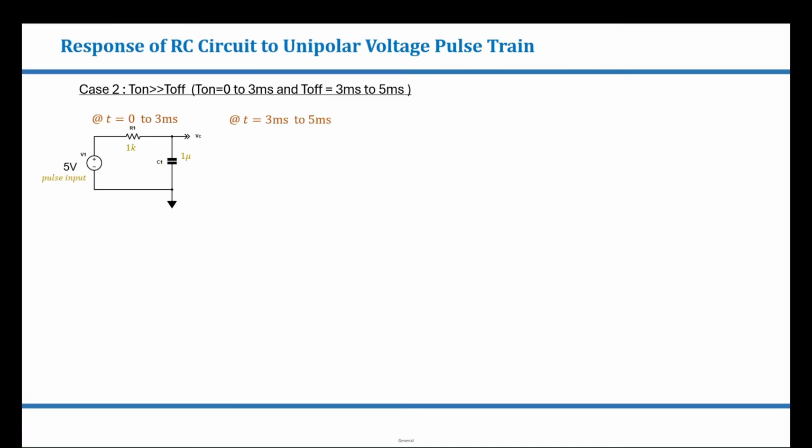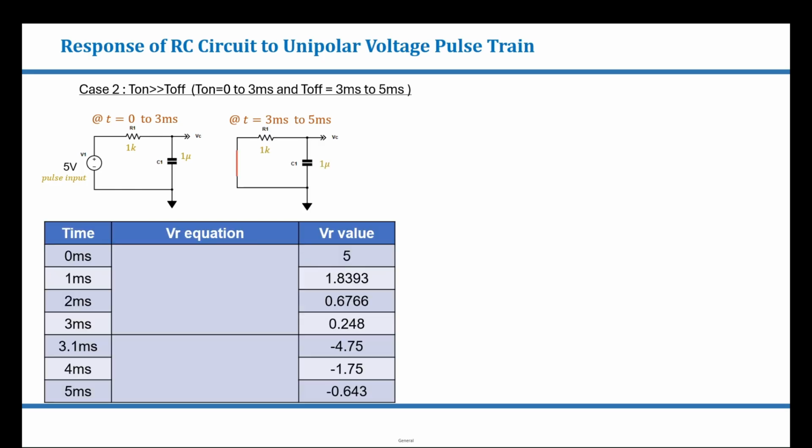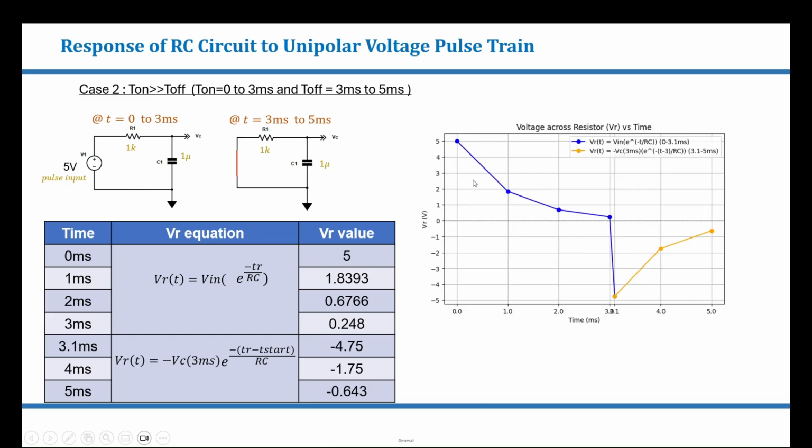Now let's see how the voltage across resistor looks like. Between 0 to 3 milliseconds, input voltage equal to 5 volts is available, and voltage across resistor can be calculated using the following equation, and the values are obtained using this equation. And between 3.1 milliseconds to 5 milliseconds, the input voltage drops to 0, and hence it is replaced by short, and the voltage across resistor can be calculated as follows. Now on plotting these values, we can see that the voltage across resistor looks like this.